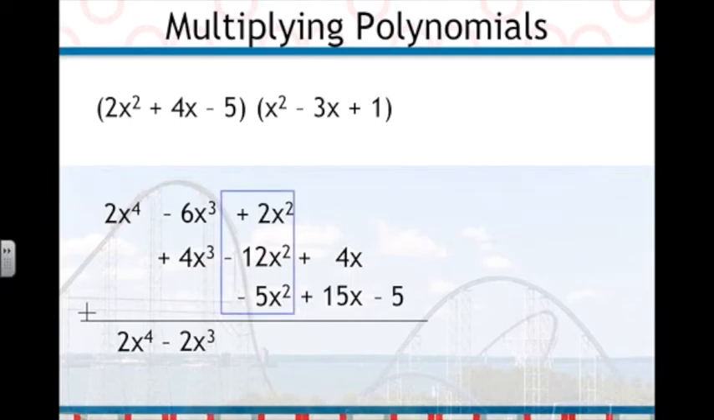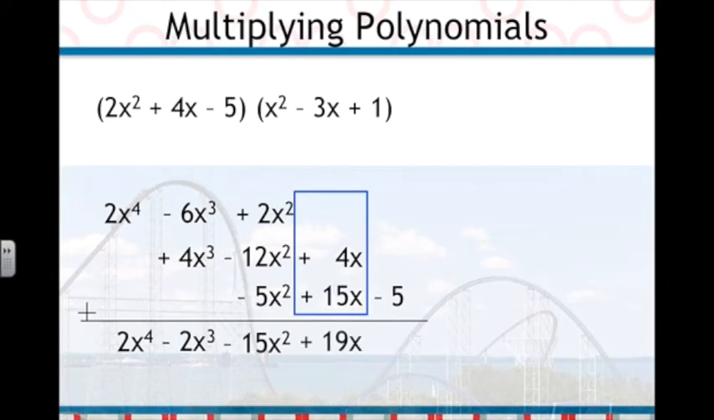The x squareds are in the third column. 2x squared minus 12x squared is negative 10x squared, minus 5x squared is negative 15x squared. The fourth column has the x's. 4x plus 15x equals 19x. And finally, the last column has the constant minus 5.